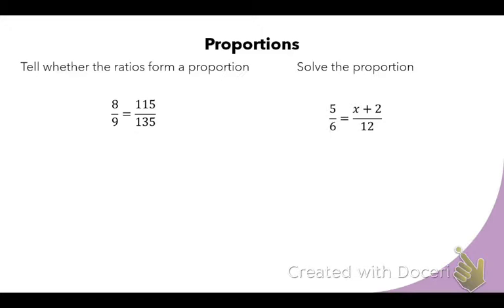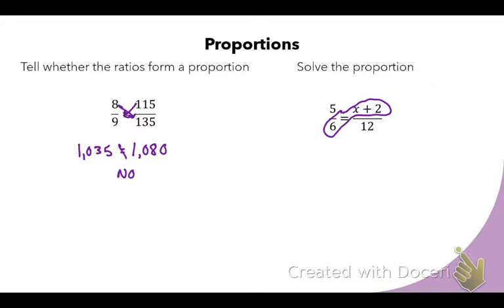Daniel, what'd you get for your totals? Okay, so he got 1,035 and 1,080. Are they equal? No, so they do not form a proportion. 1,035 does not equal 1,080. Good job.